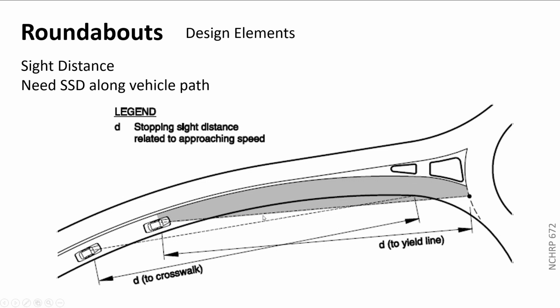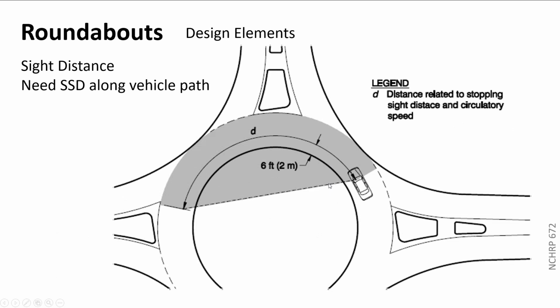The dotted line is the line of sight, and that's the boundary of the gray area that needs to be clear of any obstructions so the driver can see through. If you're coming around the circle in a roundabout, you still need to be able to see in front of you enough distance so that you can stop in time. It's still stopping sight distance, but you're measuring along this arc, and here's your sight line. That needs to be clear of any obstruction that will block you from seeing any obstruction in the path of your vehicle as you come around this inscribed circle.